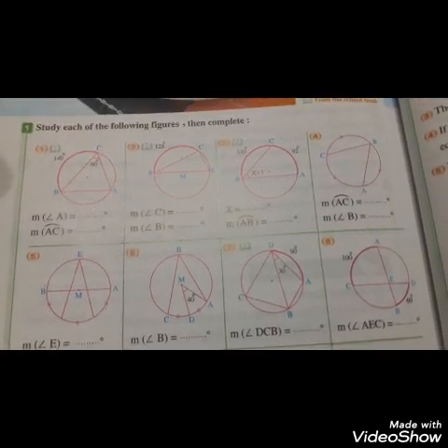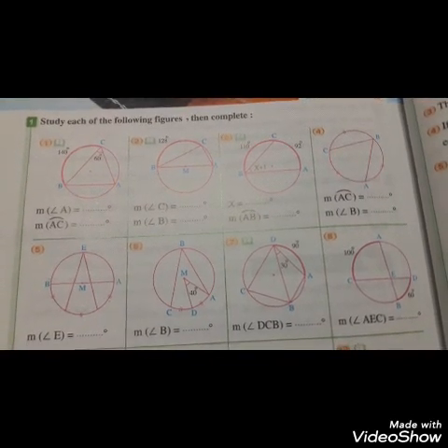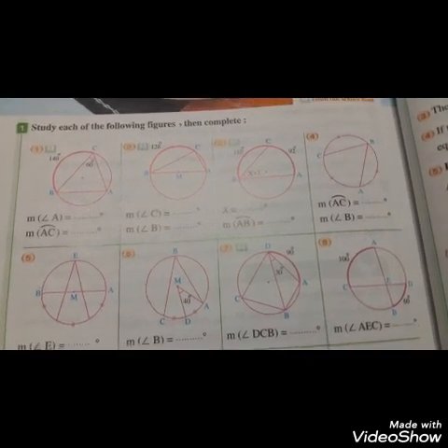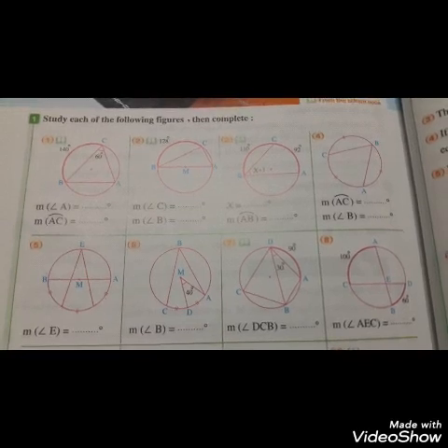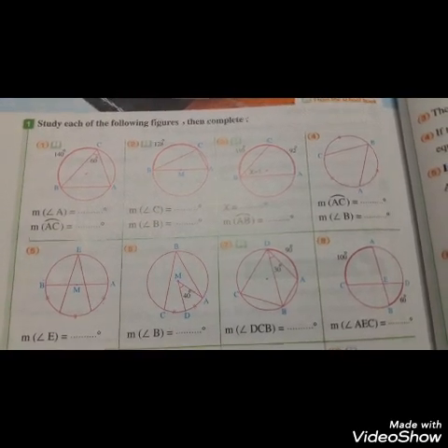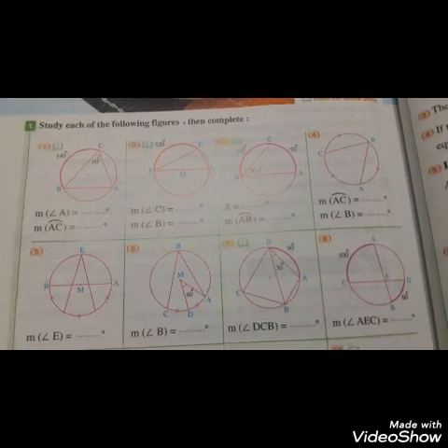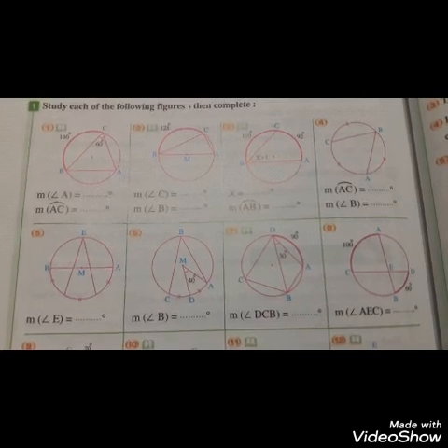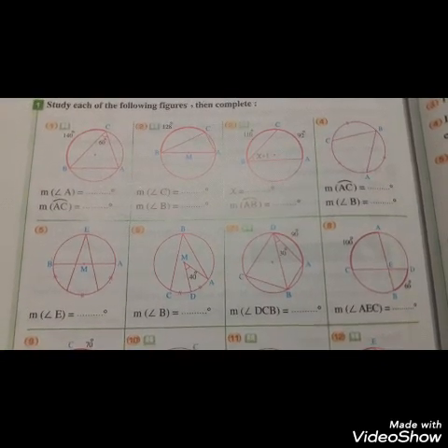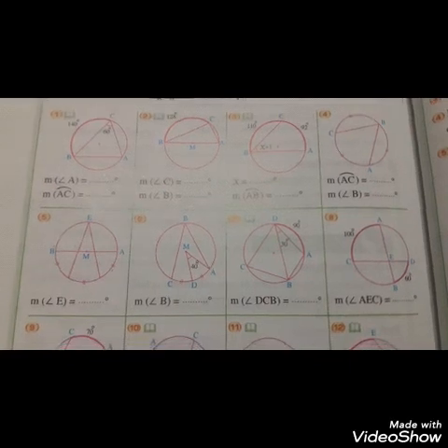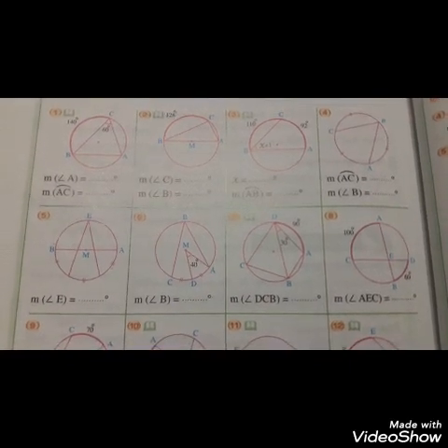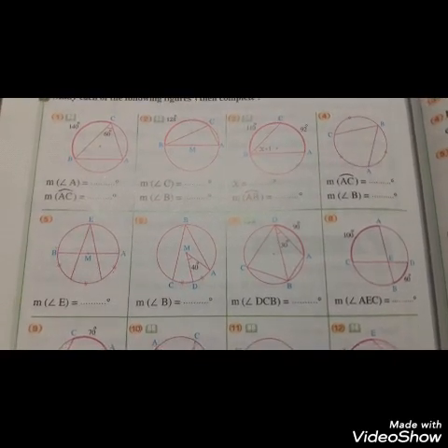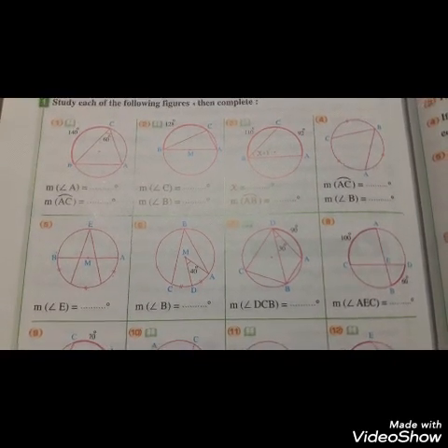And now in the second figure, we want to find the measure of the angle C. The measure of the angle C equals 90 degrees, because this is an inscribed angle, and the measure of the arc AB equals 180, and any inscribed angle drawn in a half circle has a measure of 90 degrees. Now we want to get the measure of the angle B.